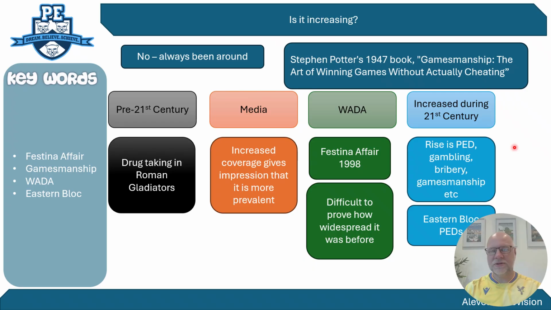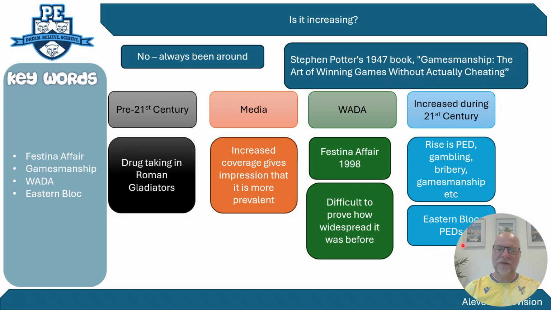So we've got the rise of performance enhancing drugs, which we've talked about a lot, but you've also got elements of gambling. That wasn't as commercial an entity as it is today, but there has been this rise. Now gambling then leads to bribery, match fixing, gamesmanship, all of these areas. Now this existed prior to the 21st century, but it seems more prevalent now because they're more mainstream elements, and sport is sponsored by gambling companies as well now, so it's really heavily influencing sport.